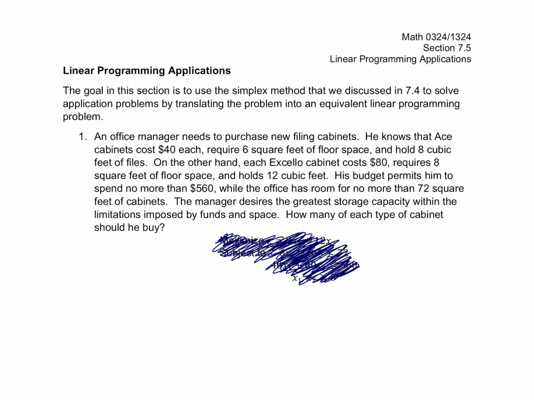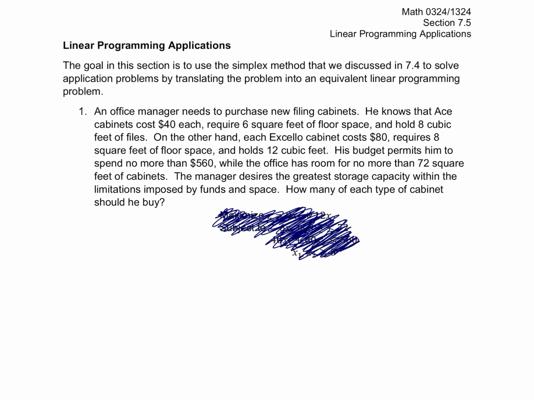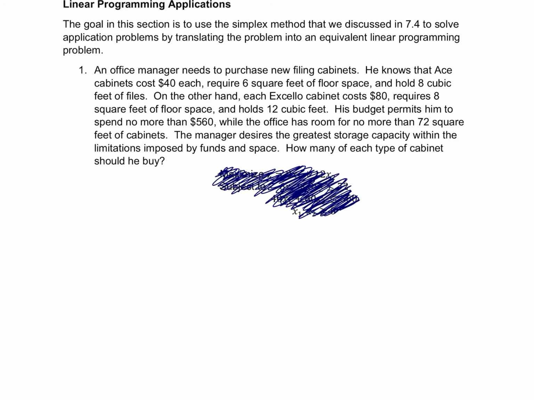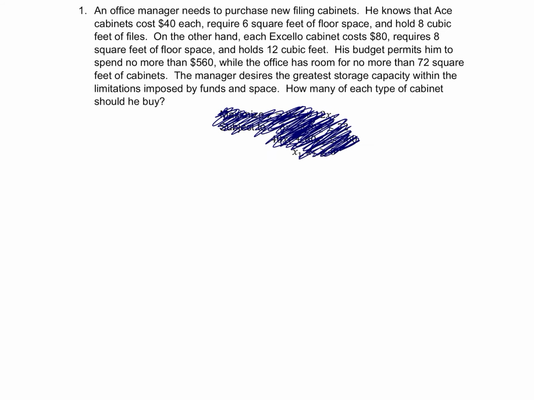So let's look at this first problem here. This is typical of what you might see for an applications problem in linear programming. It says an office manager needs to purchase new filing cabinets. He knows that this certain kind of cabinet costs $40 each, requires 6 square feet of floor space, and holds 8 cubic feet of files. And then there's a second type of cabinet called the Excello cabinet that costs $80, requires 8 square feet of floor space, and holds 12 cubic feet of files.